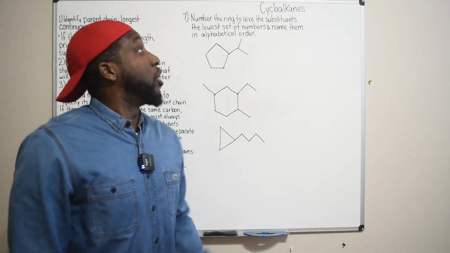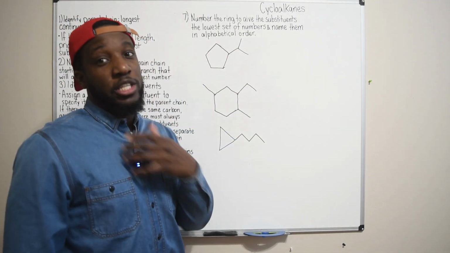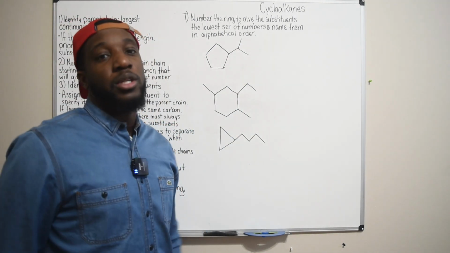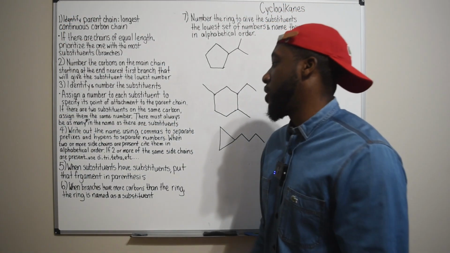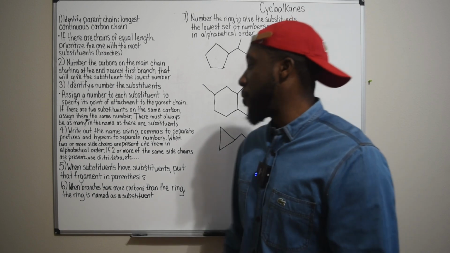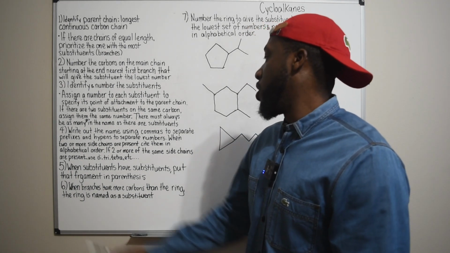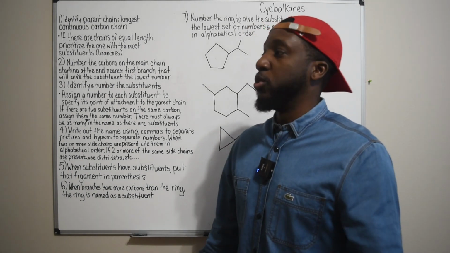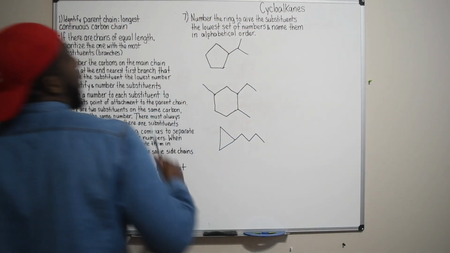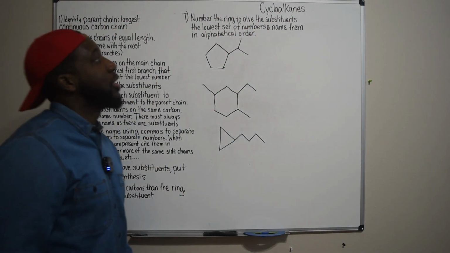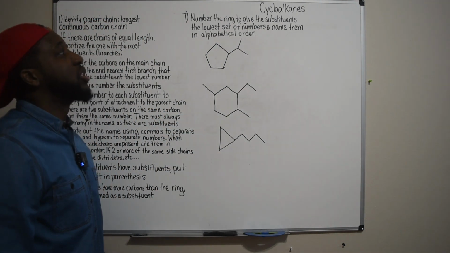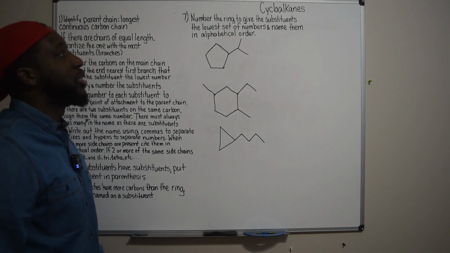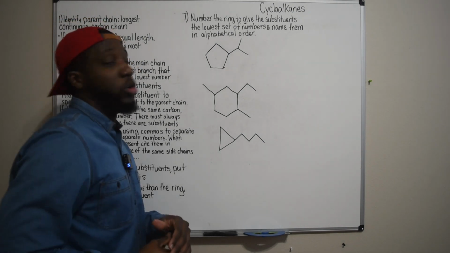All right, now we're gonna talk cycloalkanes. It's gonna be the exact same way we did the regular alkanes, except you have two new rules. When the branches have more carbons than the ring, the ring is gonna be named as a substituent. Number the ring to give the substituents the lowest set of numbers and name them in alphabetical order.